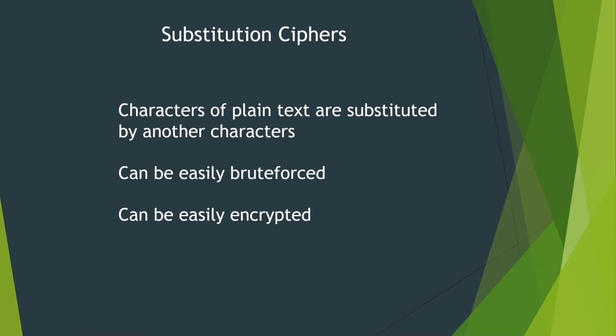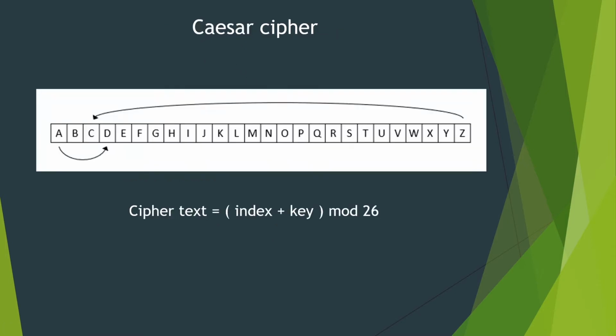So let's see some examples of the substitution ciphers to get more idea about this. The first one we are going to see is the Caesar cipher, and this is a very basic cipher you will come to know when you're starting cryptography. What you need to do is write down all the alphabets, and these alphabets have indexes. So A is index 0, B is index 1, and so on up to Z, which is index 25.